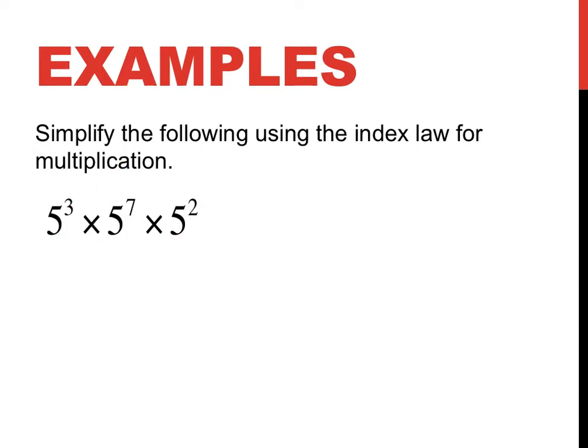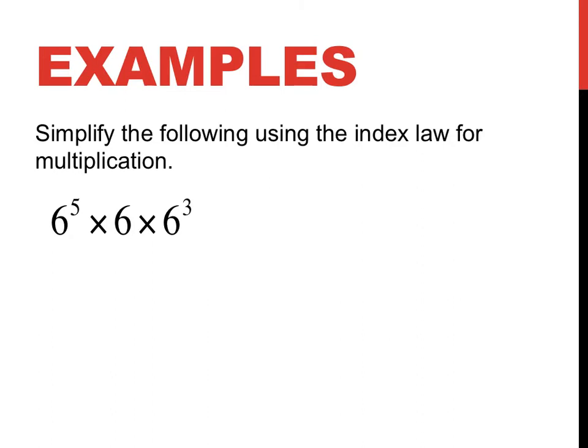Let's look at this example here: 5 to the power of 3 times 5 to the power of 7 times 5 to the power of 2. The bases are all 5, so I leave that the same. Then I've got 3 plus 7 plus 2, which becomes 5 to the power of 12. I can say 5 to the power of 3 times 5 to the power of 7 times 5 to the power of 2, or I can simply say 5 to the power of 12.